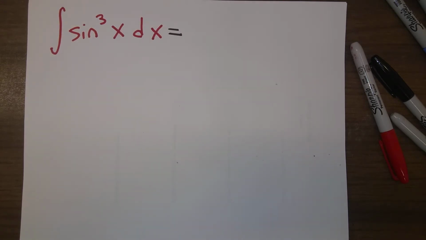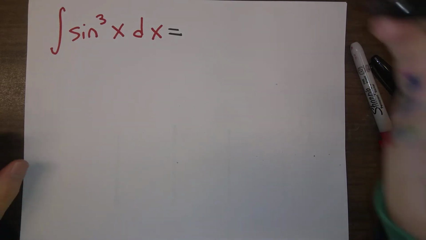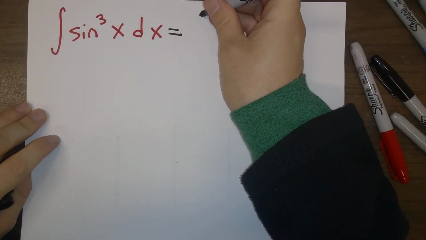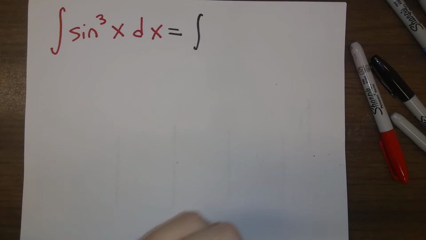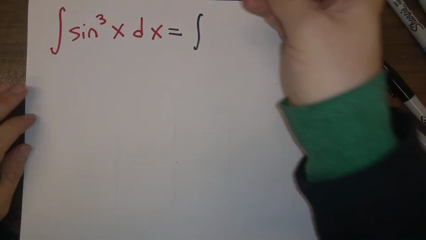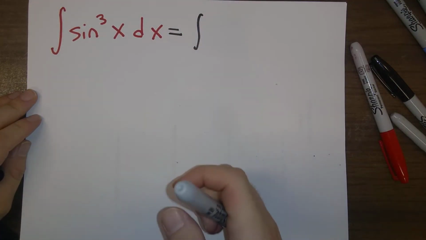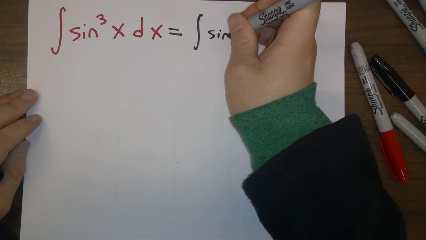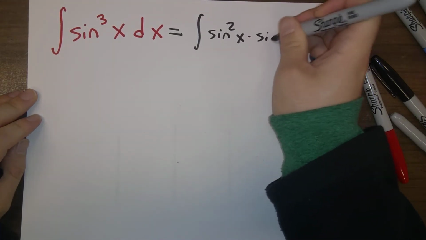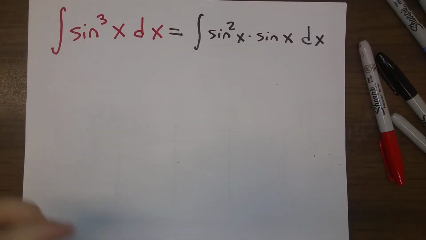Now that might look a little bit weird, because I don't instantly see something that we can say, oh, this is u, and then there's a du floating around. But we have to use the following trick, which we saw for maybe the first time at the end of the last section, but we're going to be using this trick all the time in this section. So what we're going to do is split up sine cubed as sine squared x times sine x dx.